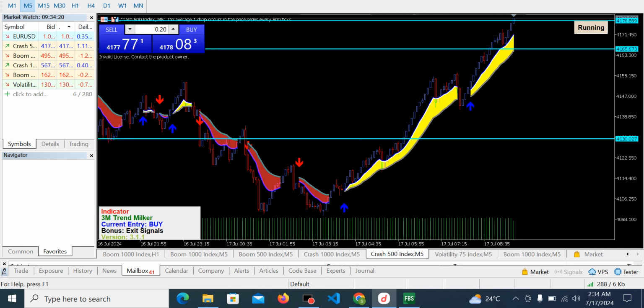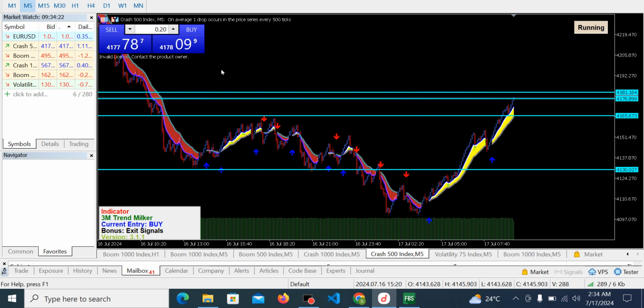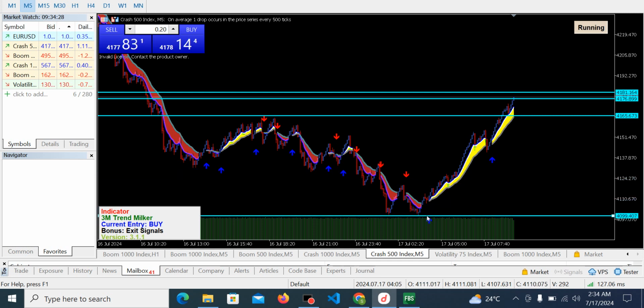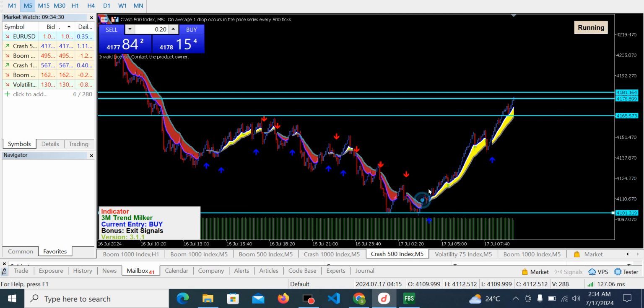Okay, so now let's check out the last asset, which is going to be Crash 500. Okay, this is Crash 500. Crash 500 actually started a downtrend, I mean an uptrend right from here. You can see the yellow flag and the blue arrows, and it has been buying since then. It broke out from here, and of course it has gotten to another TP again, which is another resistance zone.